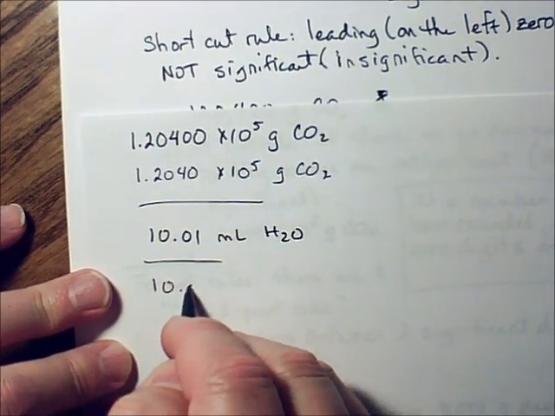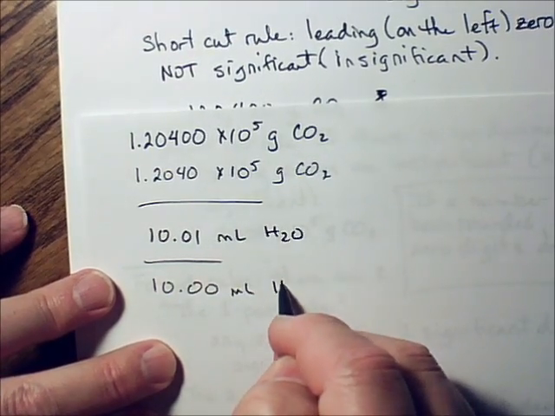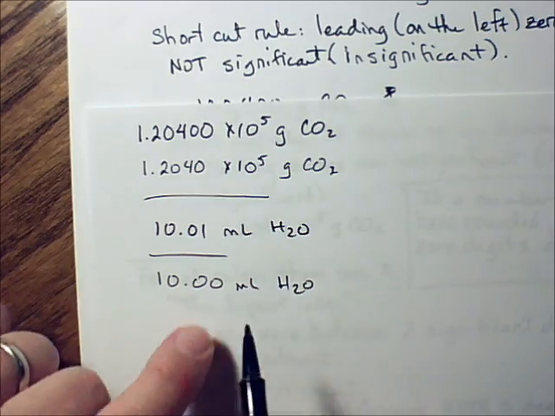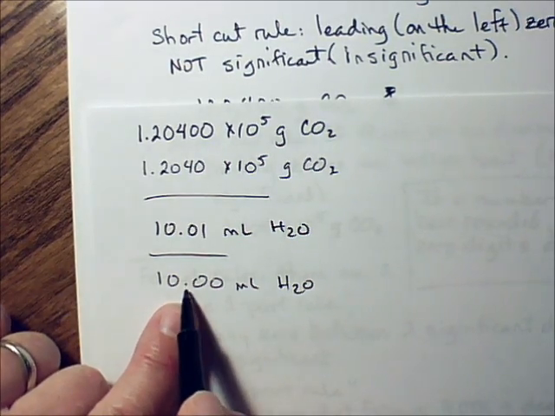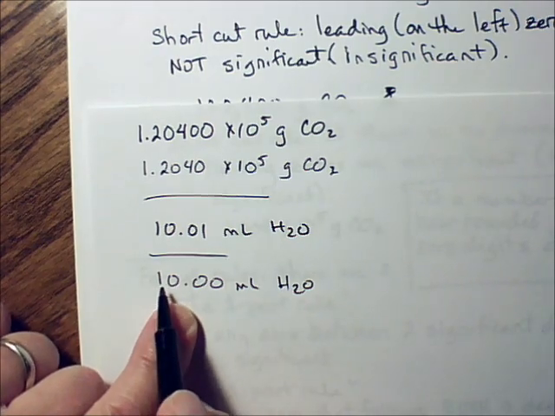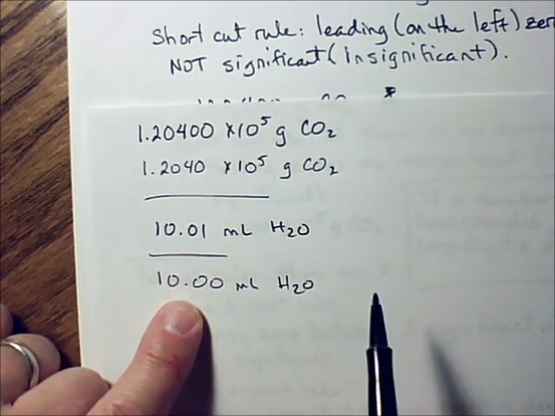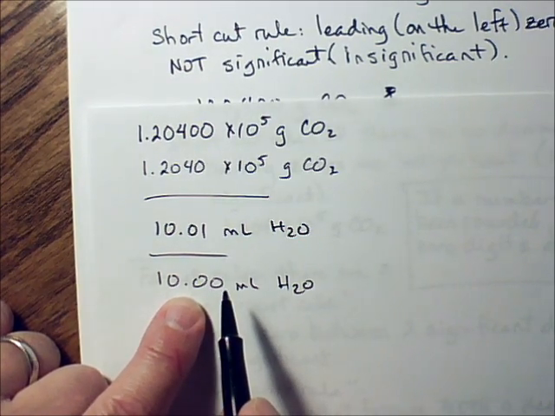Say we have 10.00 milliliters of H2O. All right. Let's take them one step at a time. These two zeros here are significant because they follow a decimal place and a non-zero digit. Doesn't matter how far to the left they are. If it's to the right of that non-zero digit, it's following a non-zero digit. So both only applies to the zeros to the right of a digit.